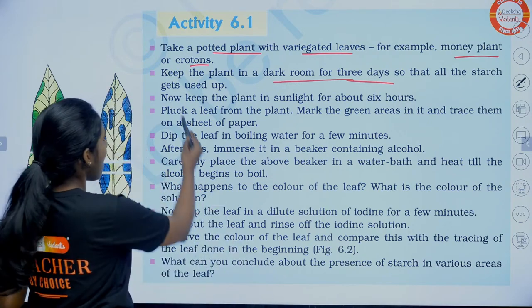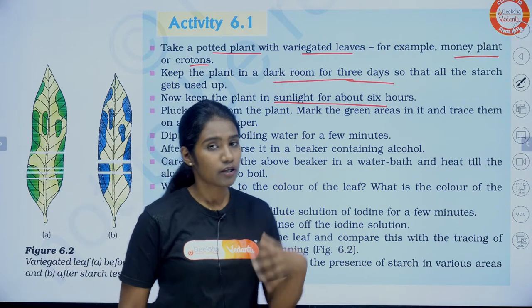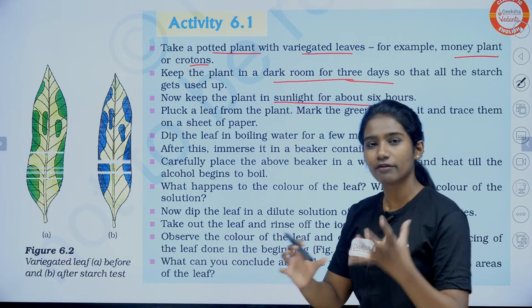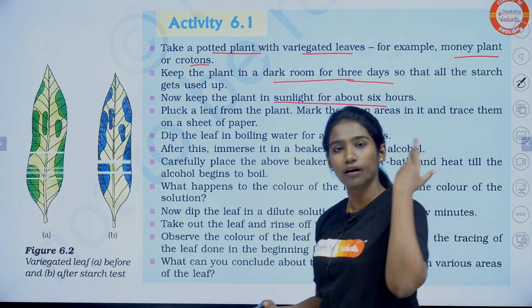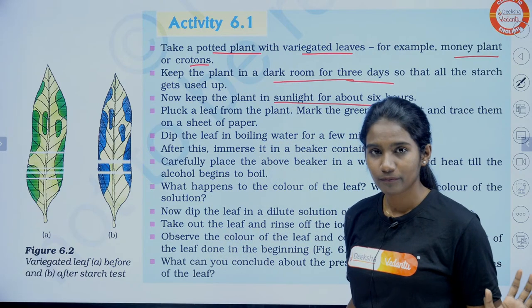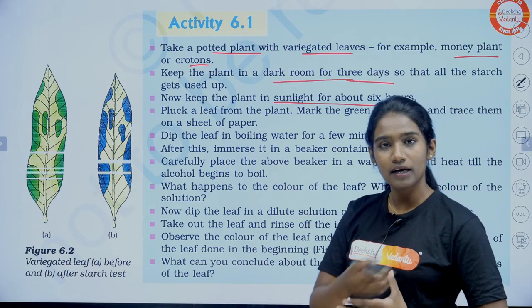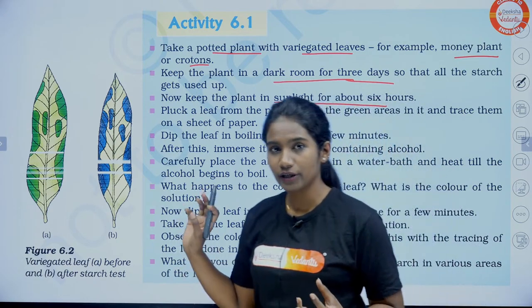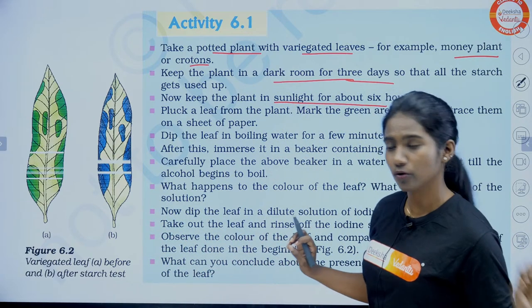Okay, and now keep the plant in sunlight for about 6 hours. So now what would have happened? For 3 days we have kept the plant in a dark room. The plant wouldn't have carried out photosynthesis, right? So now the plant, in the 3 days, would have utilized all the energy, all the glucose it had, and respiration would have been carried out. So now there is no glucose in the plant.